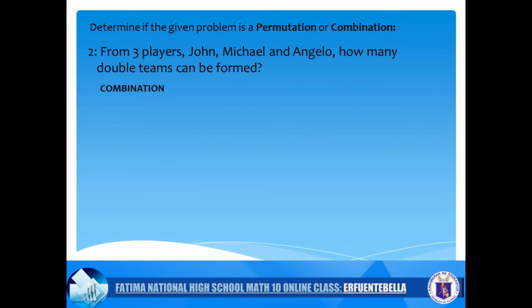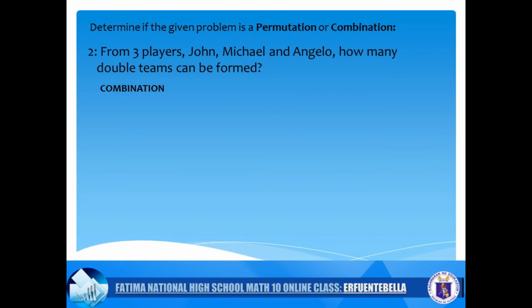So it is combination, class, because if we choose John as the first player and Michael as the second player, so interchange natin yung order ng pag-choose natin. Michael as the first choice and John as the second choice, so the same pa rin. John and Michael is the same as Michael and John. So therefore, it is combination.